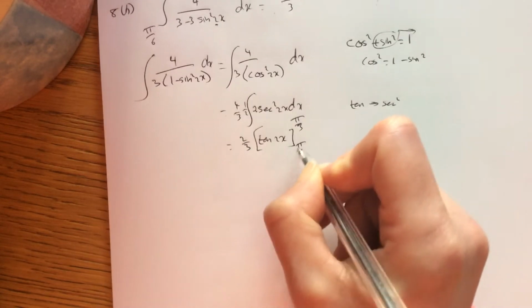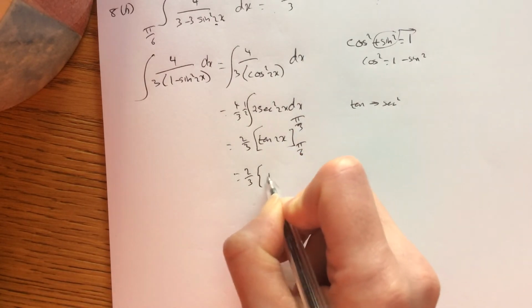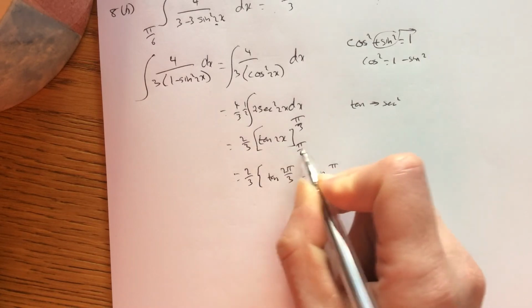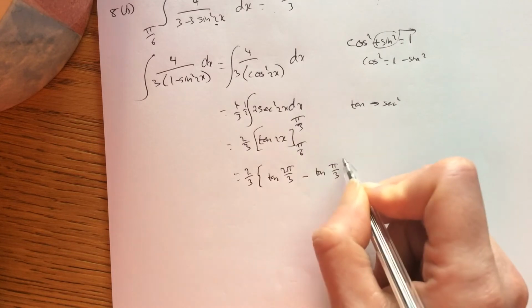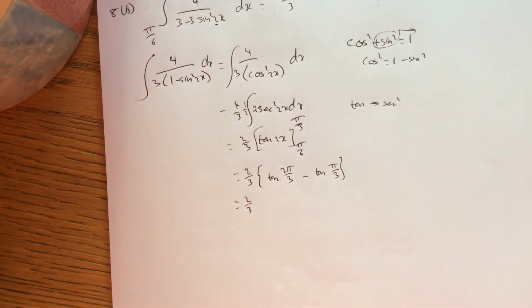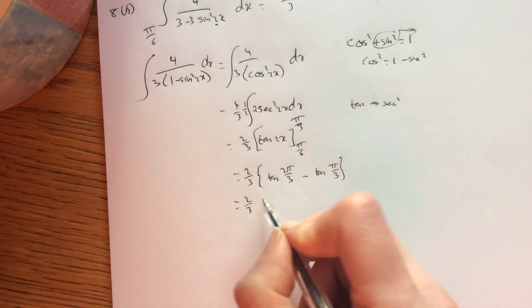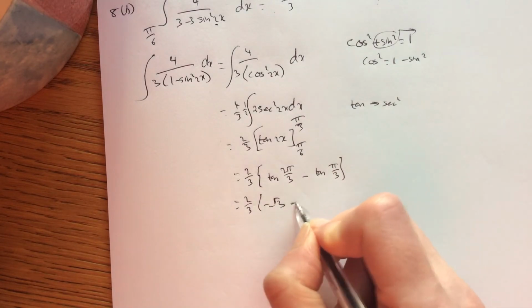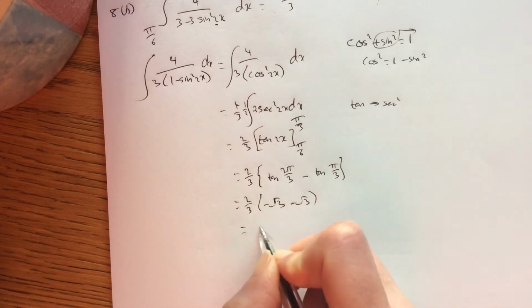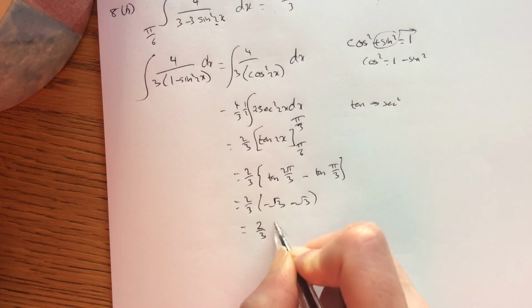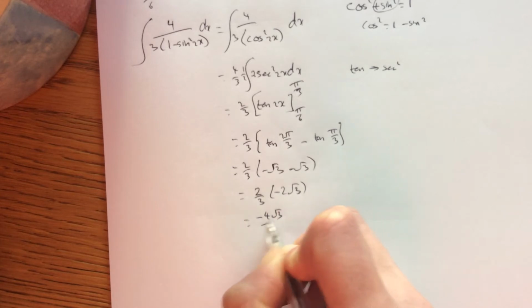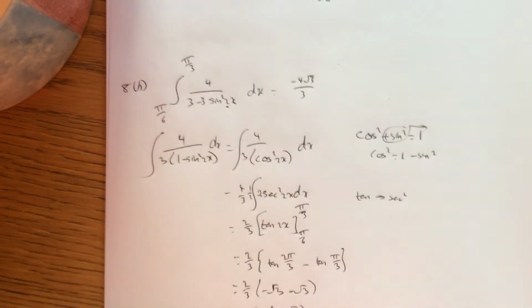Pi over 3, pi over 6. So I have got 2/3 tan 2 pi over 3, take away tan 2 pi over 6, which is pi over 3. So just in your calculators, if you go tan 2 pi divided by 3, the first one is minus root 3, and then tan pi over 3 on your calculators is minus root 3. So we have 2 minus root 3's, so I have got 2 over 3 times minus 2 root 3, so it's minus 4 root 3 over 3, which is what the question was asking me for.